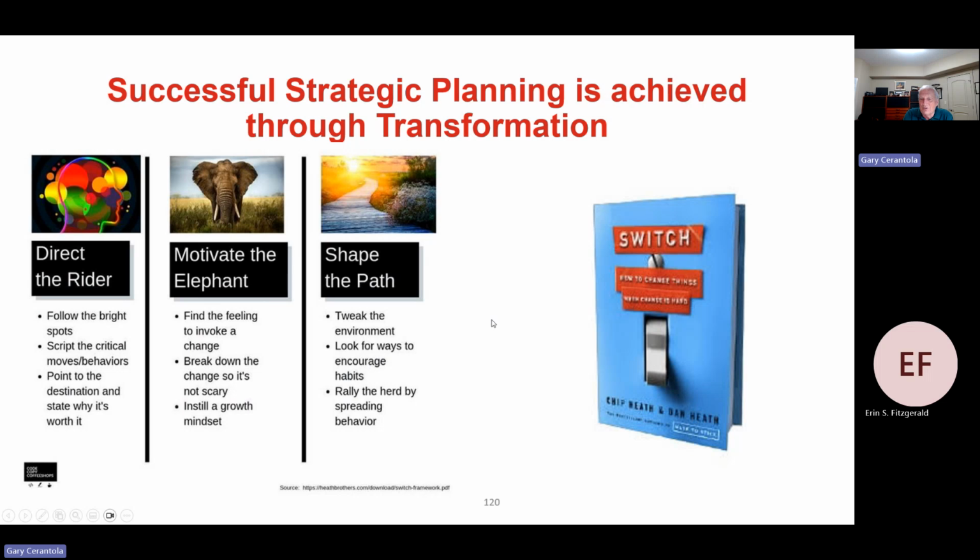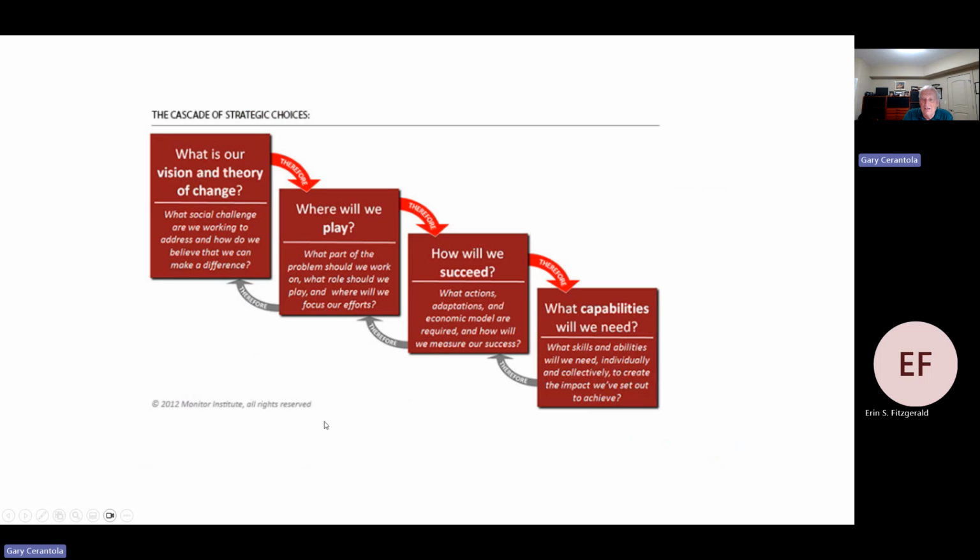I can't say enough about this book. This is offering the direction, and then this is motivating and helping, and this is shaping the path. It will really get you through a transformation. It reads like a novel, and it's one of the better books on change management I've ever read.